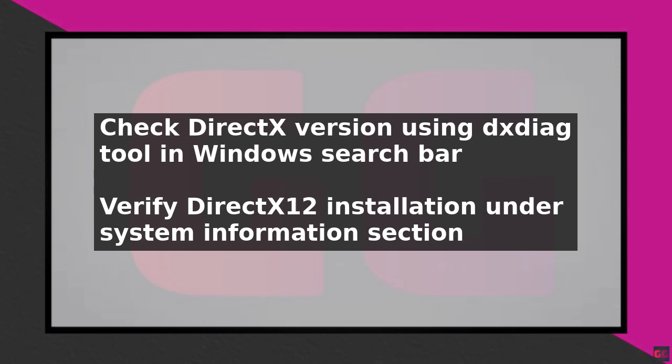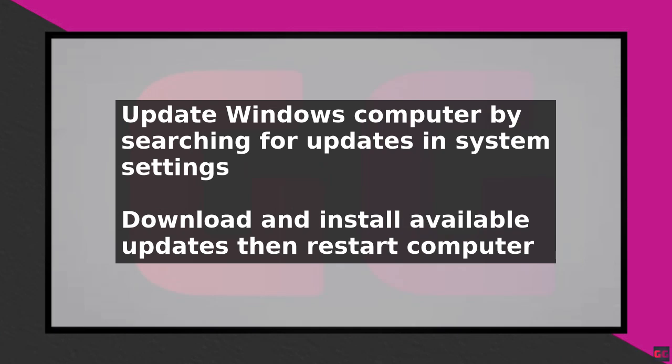To update DirectX, you'll need to update your Windows computer. Search for Update in the Windows search bar. Click on Check for Updates in the System settings, and then click on the Update button if any updates are available. Download and install the updates. Then restart your computer and try running the game again.